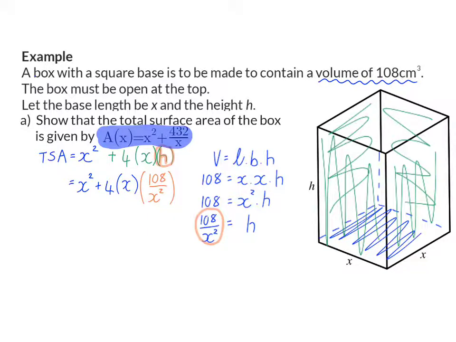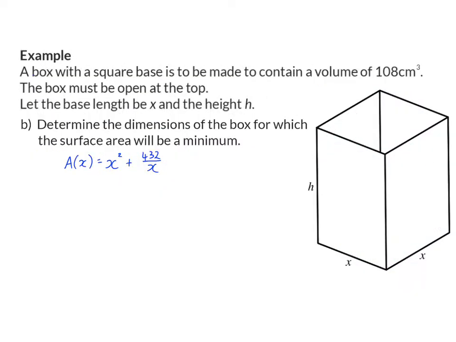And now I have to simplify this formula. So my first term stays x squared. But in my second term, I can say 4 times 108 is 432. And x divided by x squared means I will have an x in the denominator. And here we've done what was asked in the question.